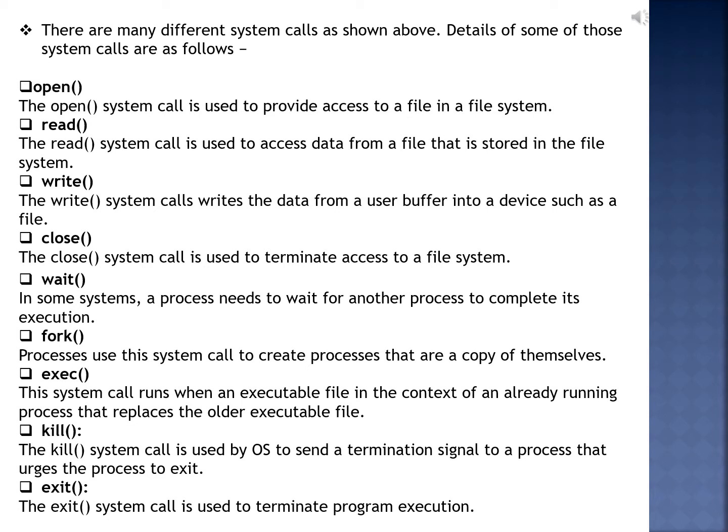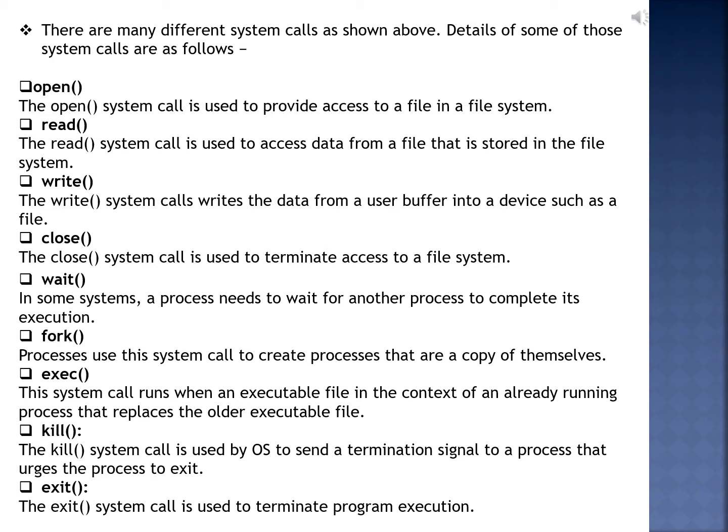The next one is close. The close system call is used to terminate access to a file system. Using this system call means that the file is no longer required by the program and so the buffers are flushed. The file metadata is updated and the file resources are deallocated.